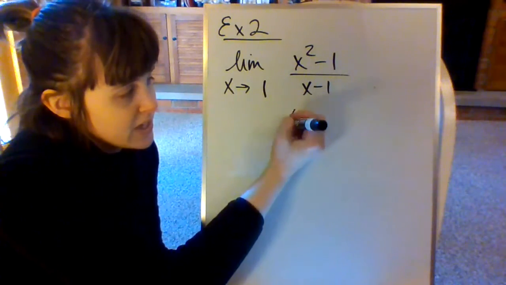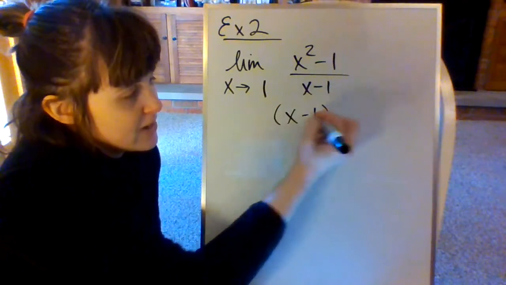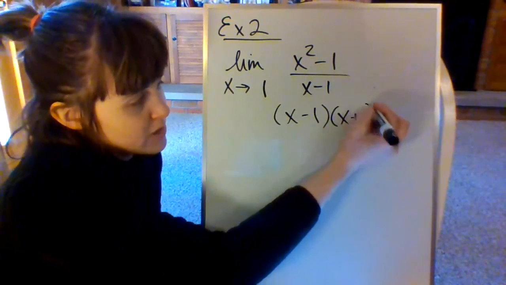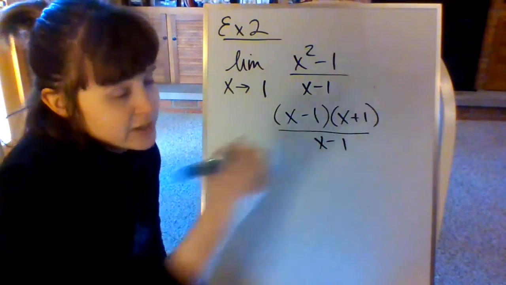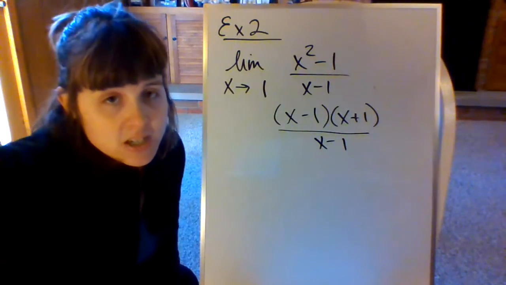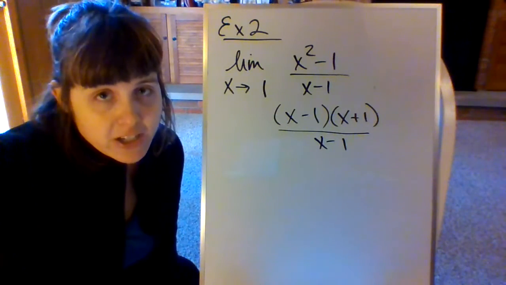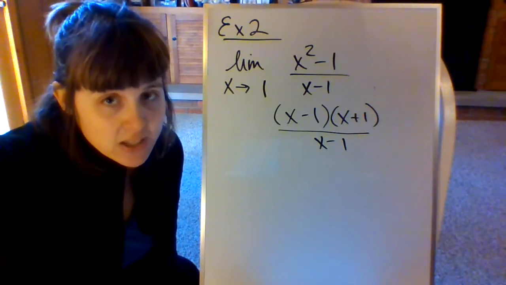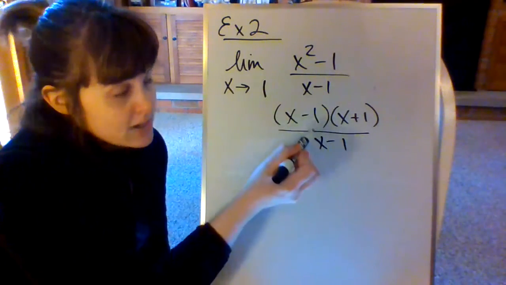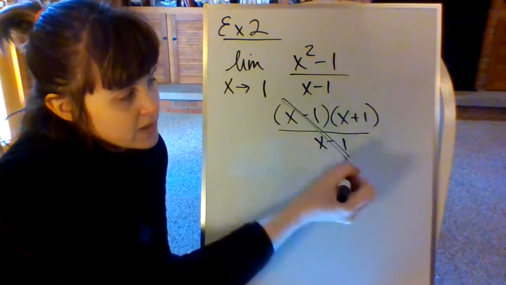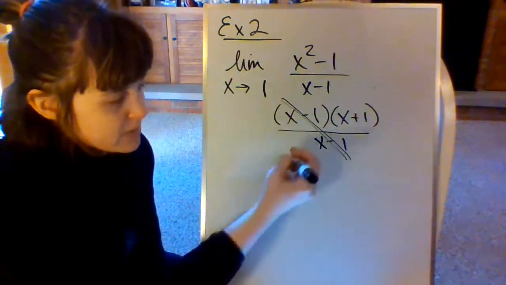So the square root of x squared is x, the square root of 1 is 1. So we have x minus 1 and x plus 1 over the bottom part, which was x minus 1. So after you factor it, you're going to look at the top of the fraction and the bottom of the fraction, and you're going to look to see, could you cancel something out? And you can. You can cancel these terms out. They're exactly the same. And when you cancel them out, you're left with a 1 on the bottom and x plus 1 on the top.